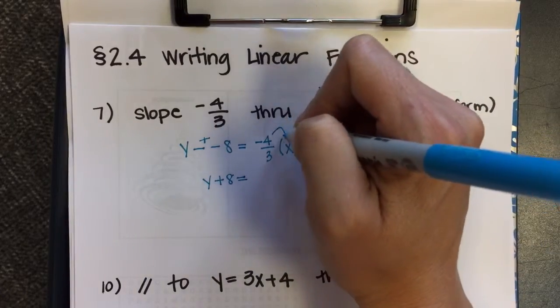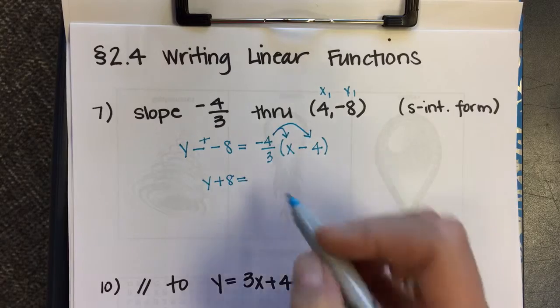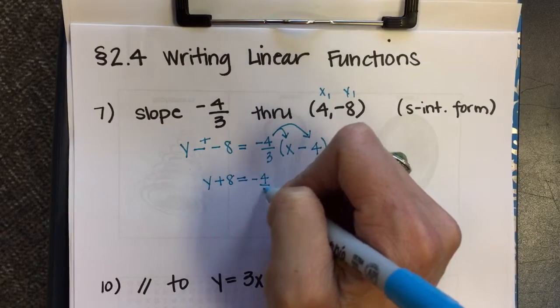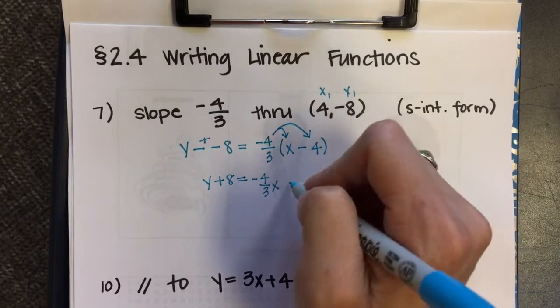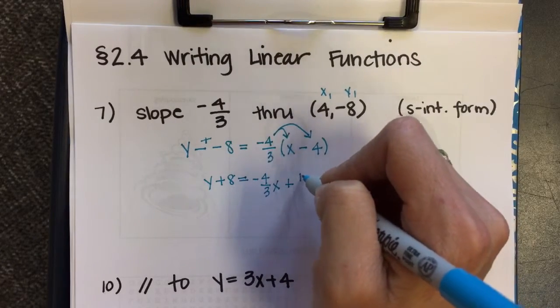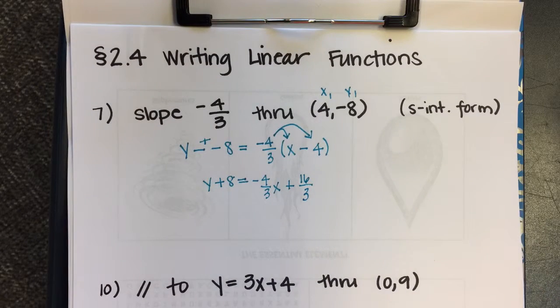I'm going to distribute this -4/3 through, get -4/3 x plus negative and a negative is positive. 4 times 4 is 16/3. 16/3 doesn't reduce, so just go ahead and leave it like that.